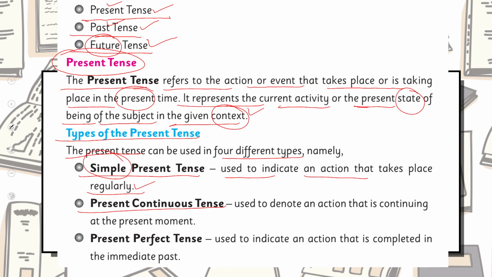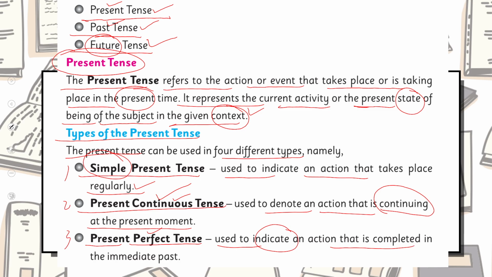Then we have present continuous tense. It is used to denote an action that is continuing. It means the action is still happening at the present moment. So if we have this kind of scenario or situation, we will use present continuous tense. Continuous means it is continuing, it is in the process. And the third one is our present perfect tense. Perfect indicates that the action is completed. It is used to indicate an action that is completed. That's why we call it perfect tense, and it can be in the present, future, or past.